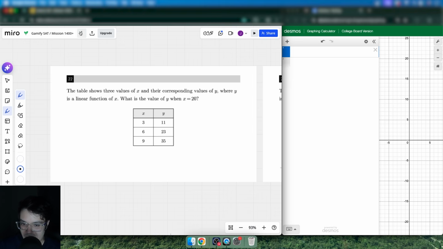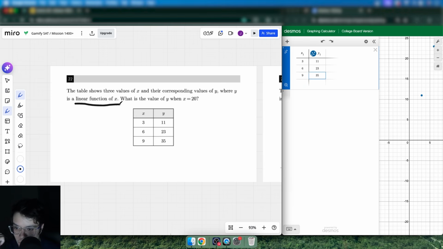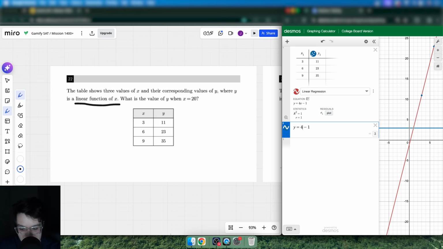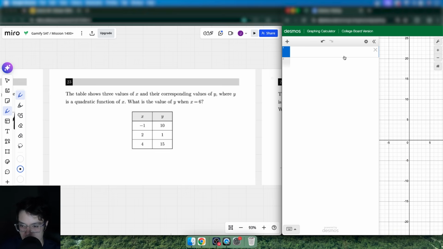And yeah, this one, we have a table and it's being shown here. So we immediately go and write table here. We put 3, 11, and then 6, and then 23, and then 9, and then 35. It says here this is a linear function, so I can just click here and do linear. And it says, what is the value of y when x is equal to 20? I can click this thing to get the equation, and put in 20 instead of x. So perfect, now we have 79 as the y value. So the answer to this problem must be 79. Pause the video, try this out on your own, see what you get.